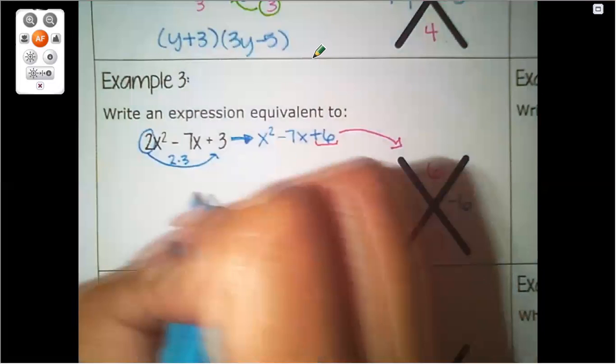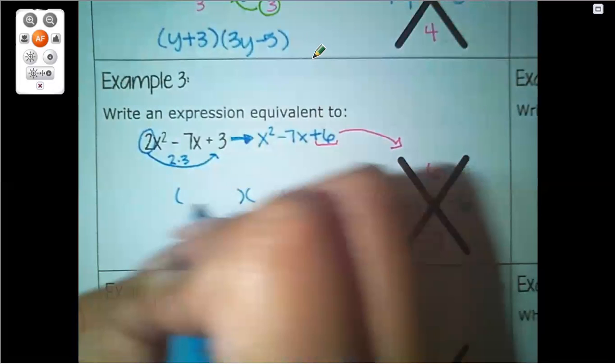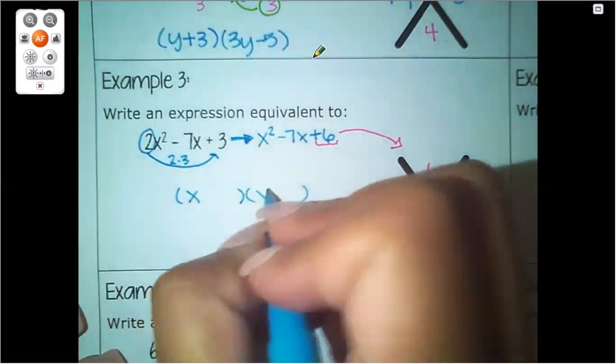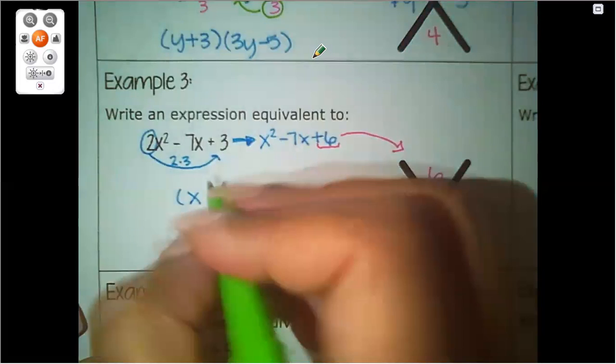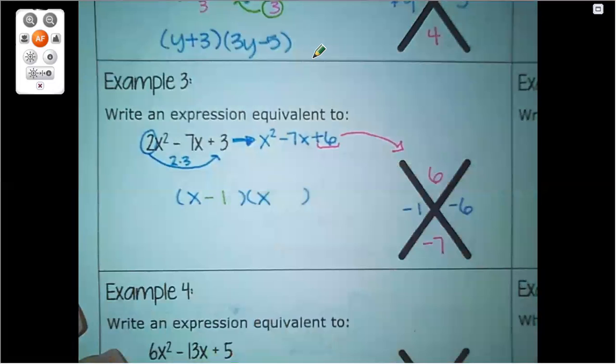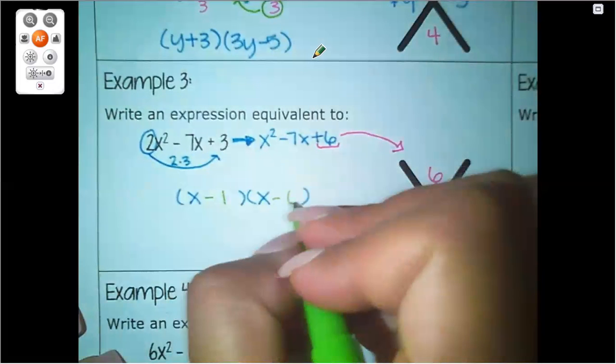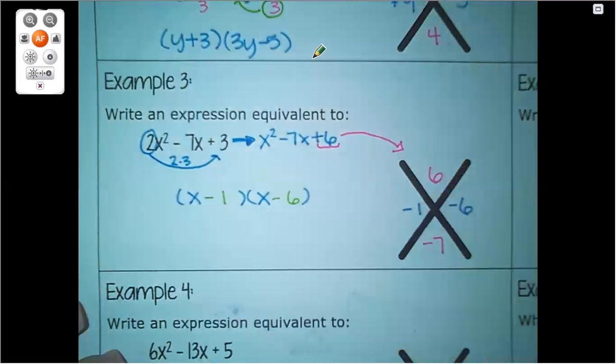So we're going to split. What variable are we working with? So the first binomial is going to be what? X minus 1. And then the second one's going to be what? Minus 6. Now, are we done here? No, because we did kidnap Colton. Colton got annoying, so now we got to what?